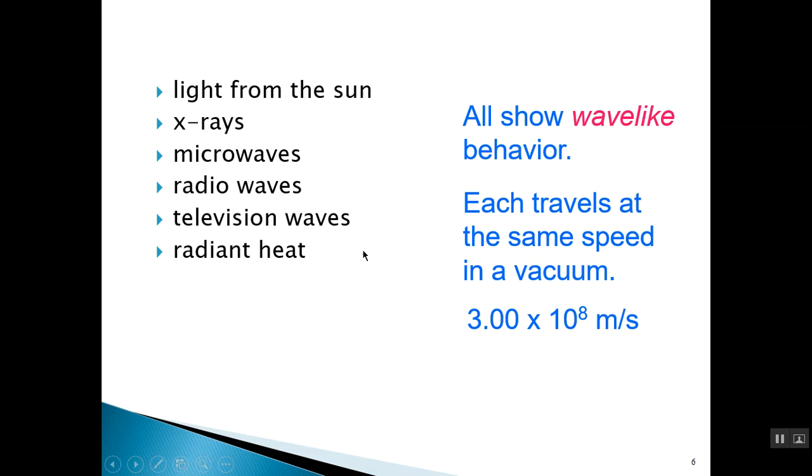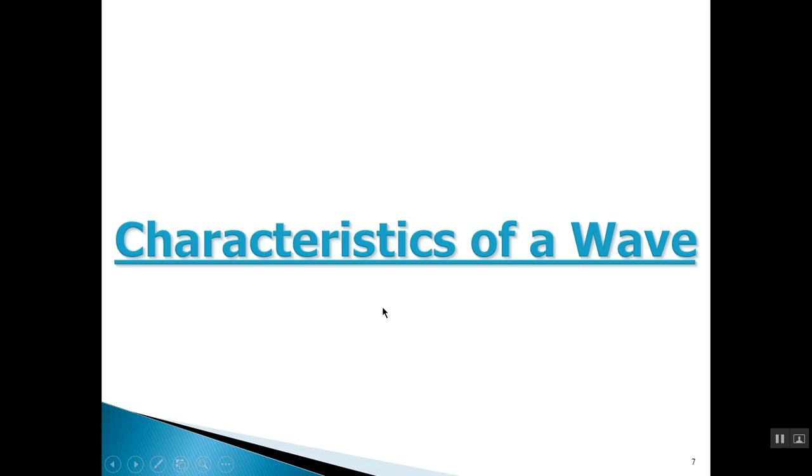We all know what a wave looks like, and we're going to see an example shortly. But before we get to that, one thing you need to understand is that all forms of electromagnetic radiation travel at the same speed in a vacuum. The speed of travel is shown right here, 3.00 times 10 to the 8 meters per second.